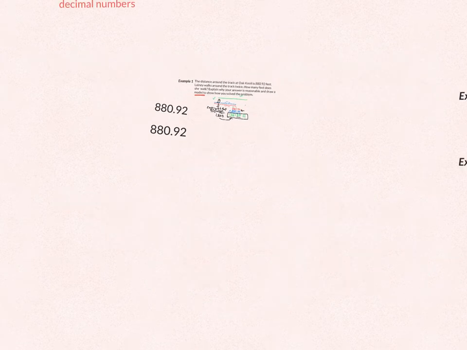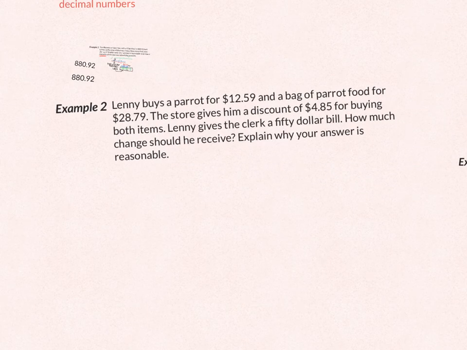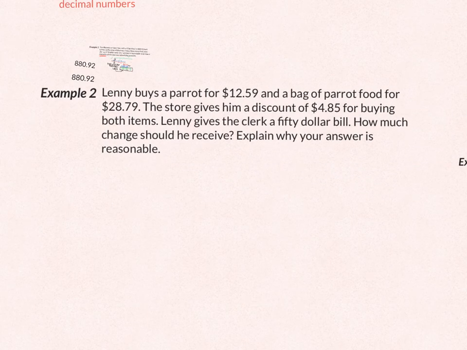Let's get this stuff out of the way, and here's another one. Alright, so we have Lenny buys a parrot for $12.59 and a bag of parrot food for $28.79. The store gives him a discount of $4.85 for buying both items. Lenny gives the clerk a $50 bill. How much change should he receive? Explain why your answer is reasonable.